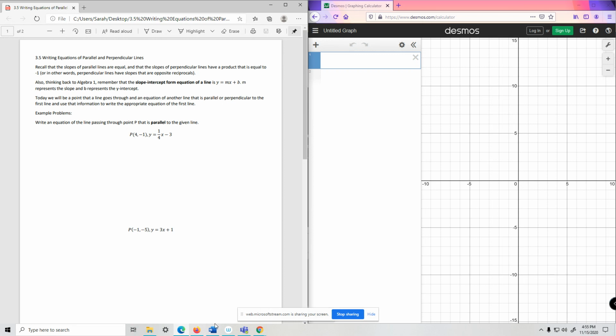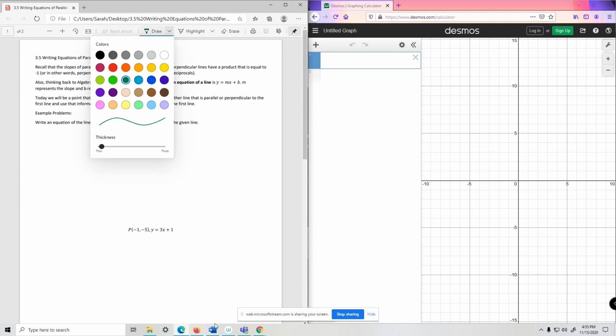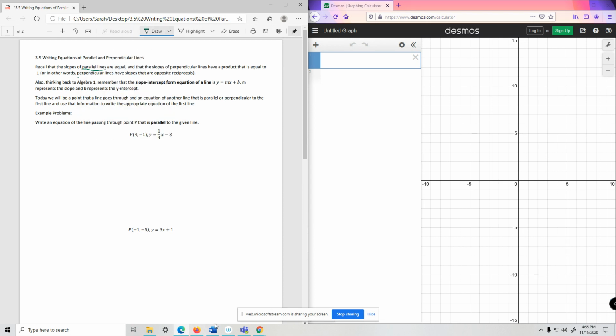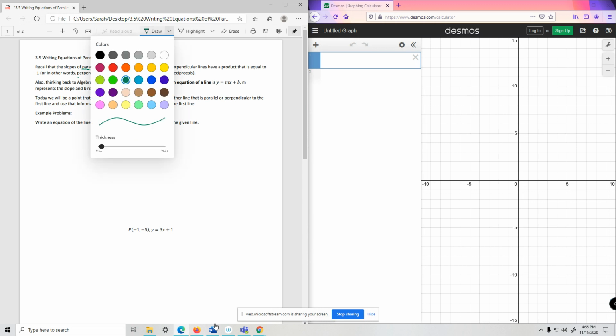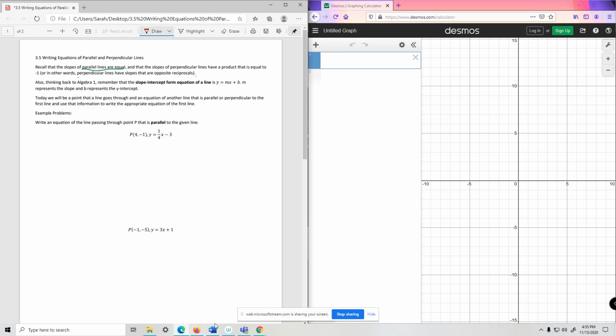We need to remember that parallel lines have slopes that are equal, and that perpendicular lines, we learned about this in the last lesson, have slopes whose product is equal to -1, or you can think of that as slopes that are opposite reciprocals of each other.